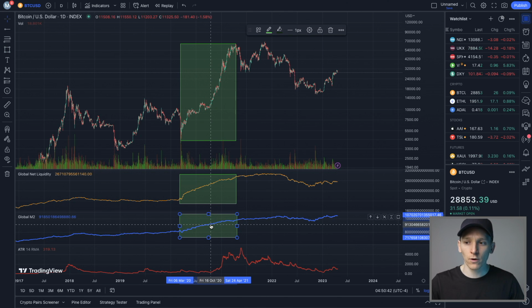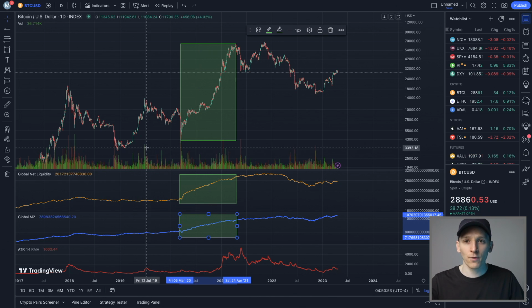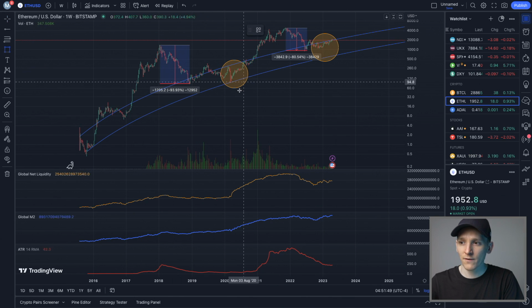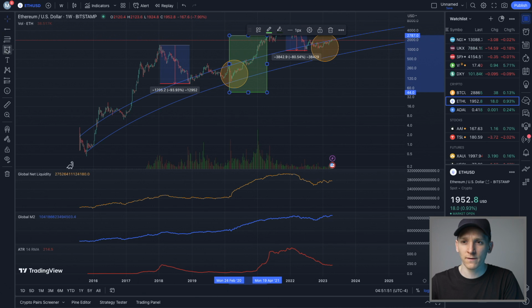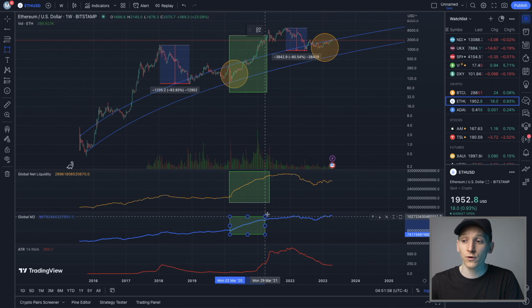As money supply grows and as net liquidity grows, that means that central banks are creating money out of nowhere, debasing their currency to stimulate demand within the economy, and risk asset prices go up, as you can see from Bitcoin here. Even if you don't like Bitcoin and that's not the asset that you want to hold, what about another asset? On Ethereum, it's the same thing. We have a huge bull market for Ethereum, as you can see here, which coincides with a huge growth in global net liquidity and coincides with a huge growth in global M2 money supply.